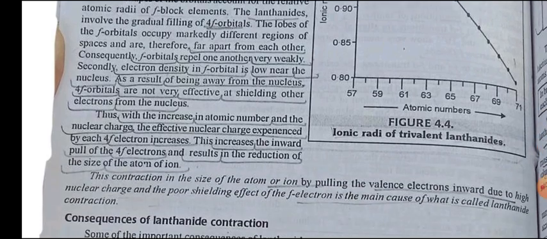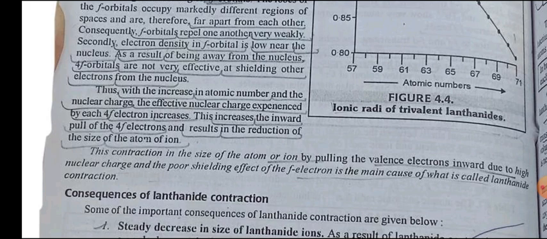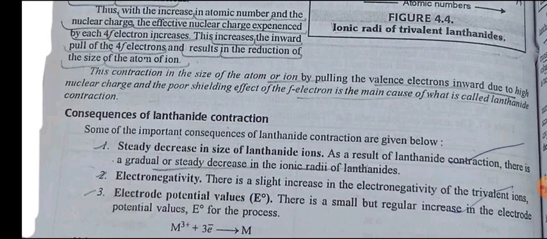the nucleus. Thus, with the increase in atomic number, the effective nuclear charge experienced by each 4f electron increases. This increases the inward pull of the 4f electrons and results in the reduction of the size of the atom or ion. This contraction in the size of the atom or ion, by pulling the valence electrons inward due to high nuclear charge and the poor shielding effect of the f electrons, is the main cause of what is called lanthanoid contraction. Consequences of lanthanoid contraction.